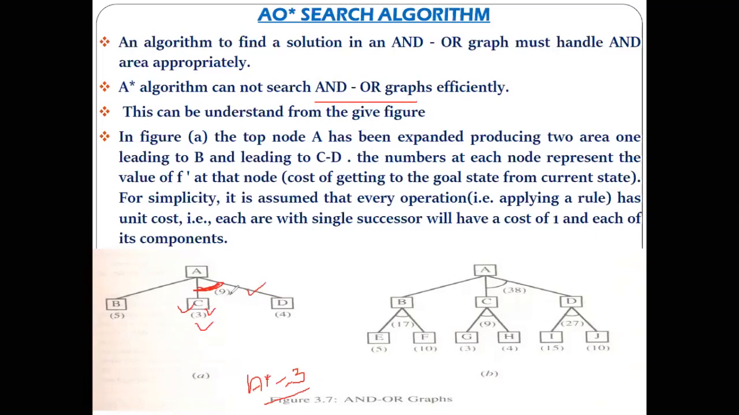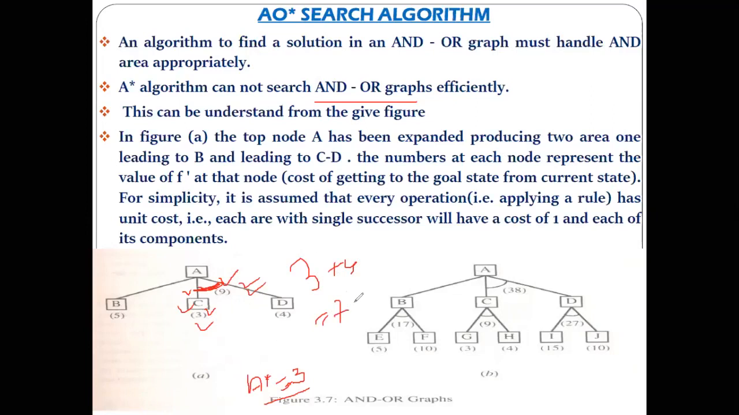The appropriate way is: if you are choosing this C node, you must at the same time choose the D node also. Correct or not? Yes, sir. And let's see what will happen if you apply the AND OR graph property appropriately here. If you apply it, our solution will be different. Yes or no? Let's see how. Now here I have written 9. How does this 9 come? The addition of C and D heuristics, 3 plus 4, then it is 7.